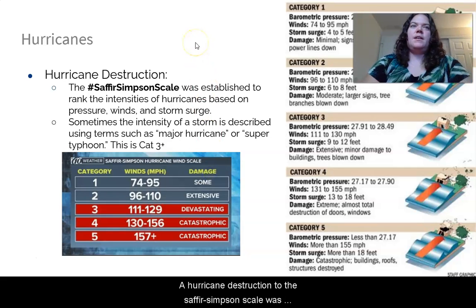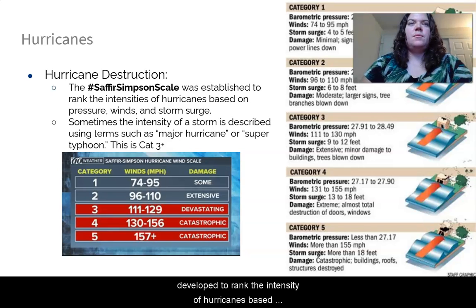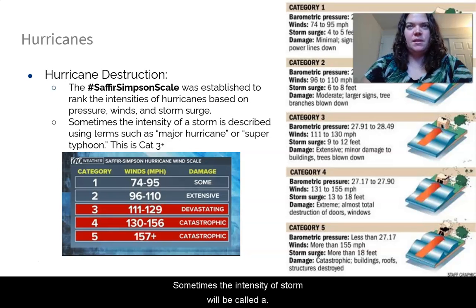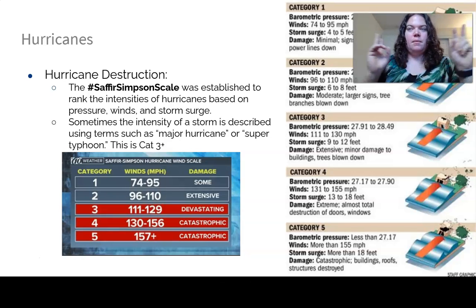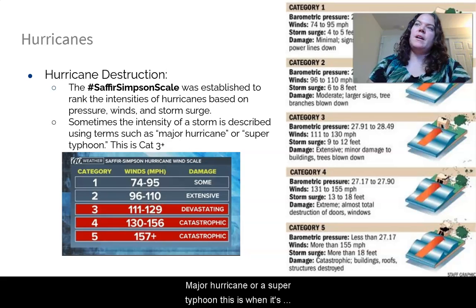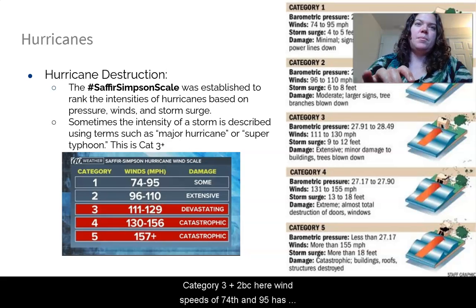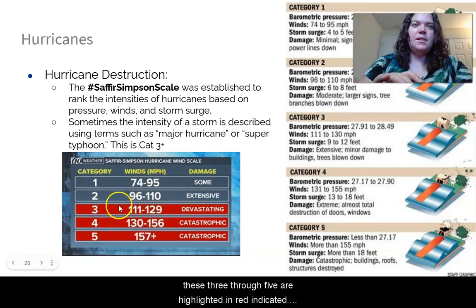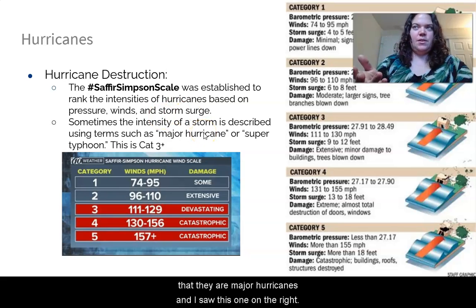Okay. Hurricane destruction. So the Saffir-Simpson scale was developed to rank the intensity of hurricanes based on their pressure, winds, and storm surge. Sometimes the intensity of a storm will be called a major hurricane or a super typhoon. This is when it's category 3+. So you see here, wind speeds of 74 to 95 has, quote, some damage, and it's a category 1 storm. But then these 3 through 5 are highlighted in red, indicating that they are major hurricanes.